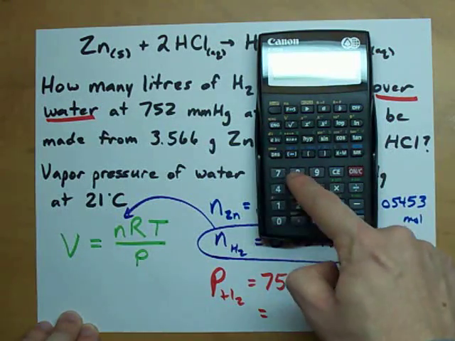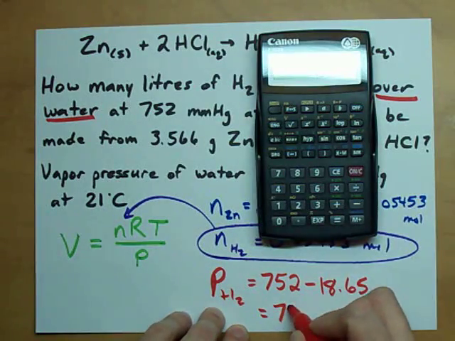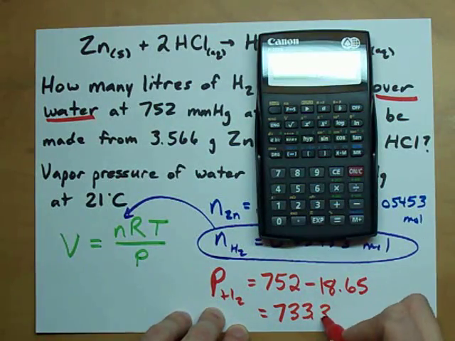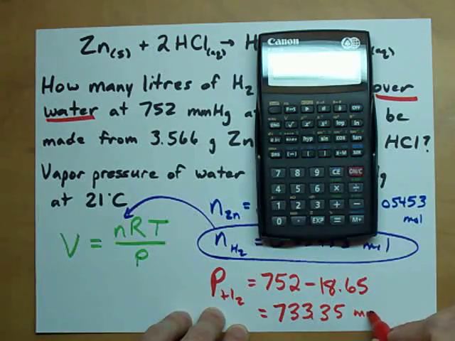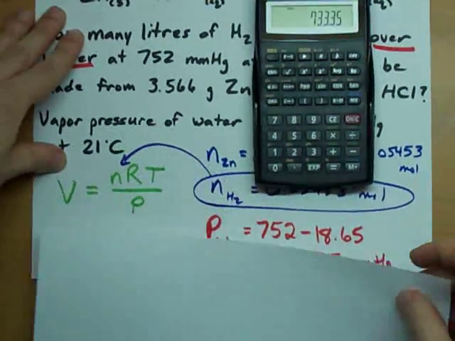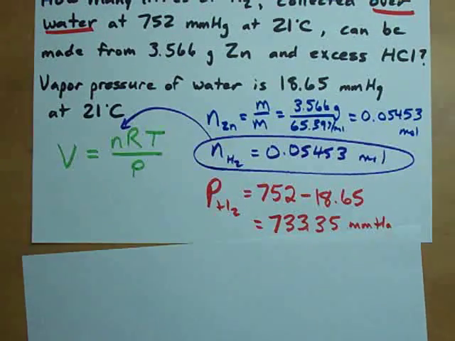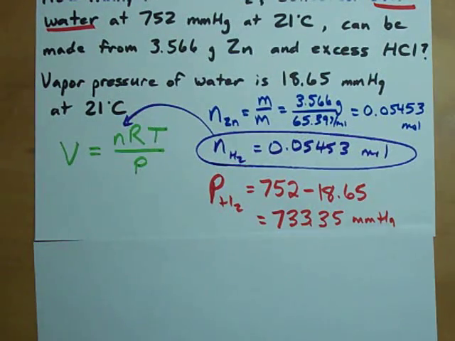752 minus 18.65 gives 733.35. Oh, well, we got to convert that to atm as well. I'll do that in this formula as we're plugging the numbers in. So, I got my n, I got my R, I got my T, and I've got my P. So, I can just plug it right into the formula.